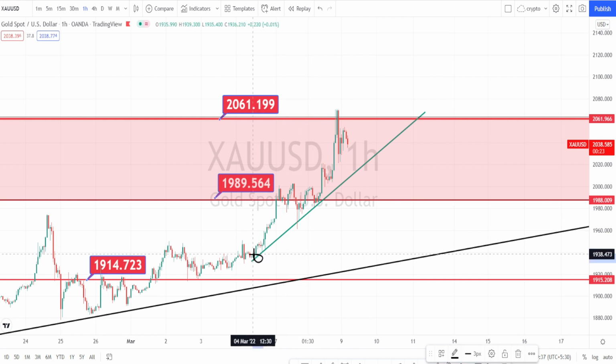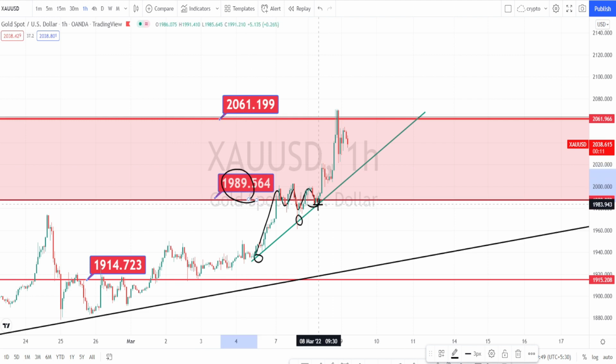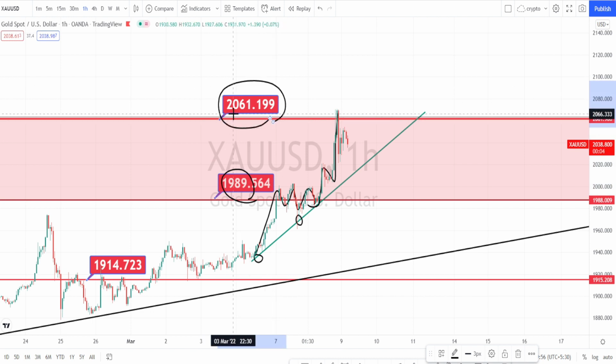I have drawn a support line or the trend line over here, the green color line. Here also we can notice that it has consolidated for a while at this resistance level of 1989. Then it started its bullish trend. Currently it has tested the resistance level of 2061, and it is on a retracement.